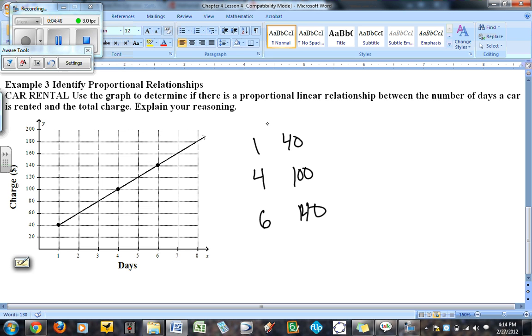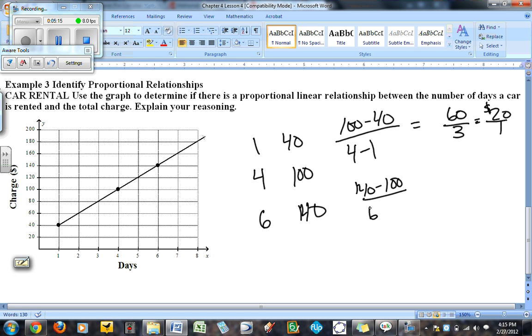To find its rate of change, let's subtract the y values and the x values. We subtract 100 minus 40, and we subtract 4 minus 1, and we get 60 over 3, or $20 per 1 day. Let's see if that's the case in between here. If it continues that pattern, we would go 140 minus 100 and 6 minus 4. So we would get 40 over 2, which would be $20 per 1 day. So it definitely is linear. It goes up at a consistent rate, $20 per day.